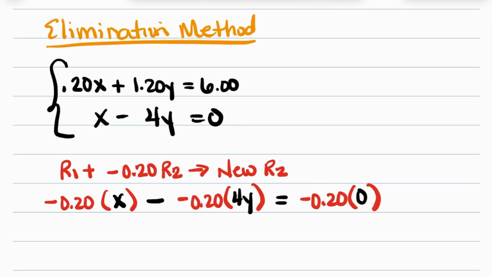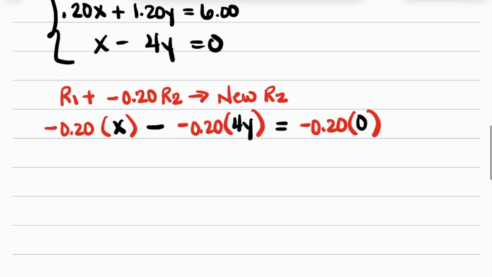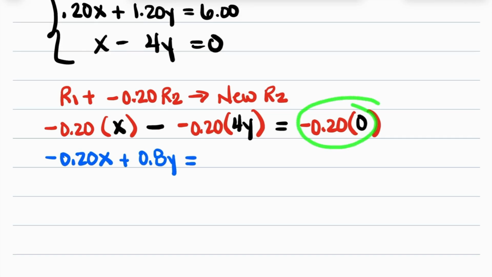So I end up with a negative 0.20x. A subtraction next to a negative becomes positive because it's like minus a negative. So that's going to actually be positive. And then when I multiply this, I should get 0.8y. You put that in your calculator. And then, of course, 0 times anything is just going to be 0. So this is my new row 2.